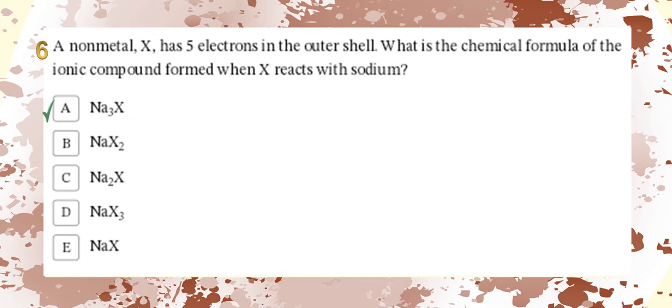Okay, we will write Na and X. We will write below it Na1 and X3. We will exchange the valences, so Na will take the 3 of X and X will take the 1 of Na, and the chemical formula will be Na3X. Okay, it is the right answer. Let's go into question number 7.